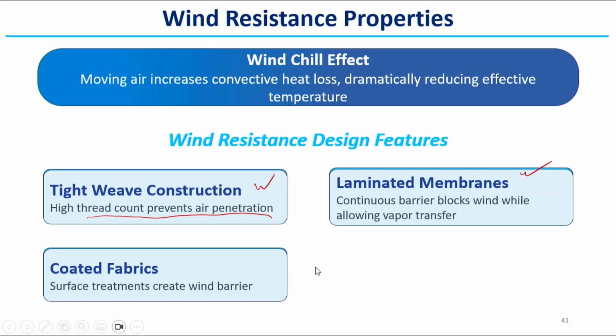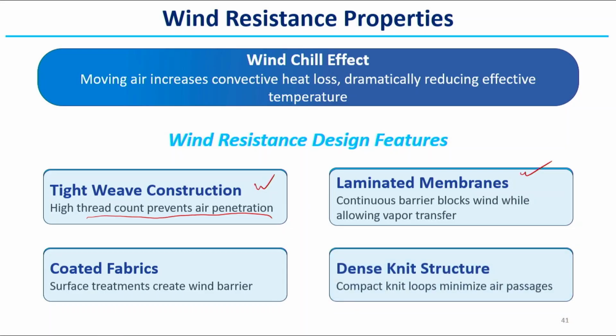And coated fabric. Surface treatment creates a wind barrier, so coated fabrics can be used. And dense fabric, dense knit structure, compact knit loops minimize the air passage. So, different types: we can use compact fabric, we can use laminating membrane, and also we can use coated fabrics. So, these are the different ways we can create this fabric.